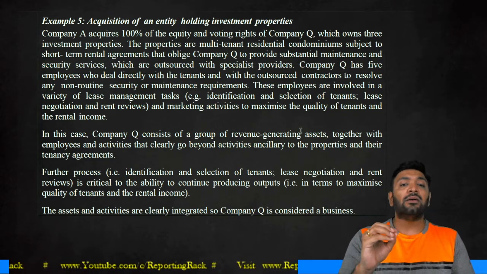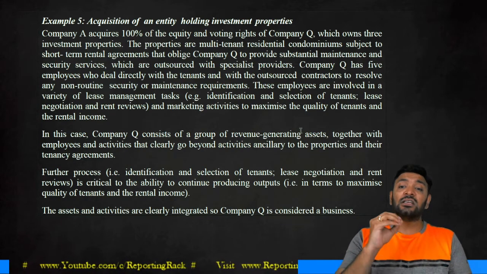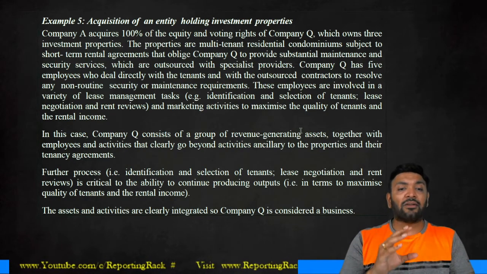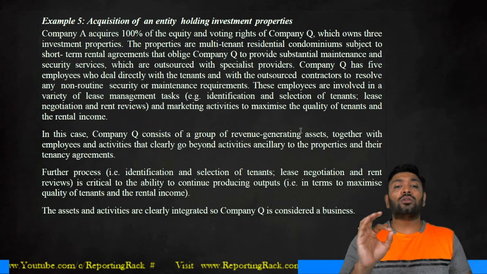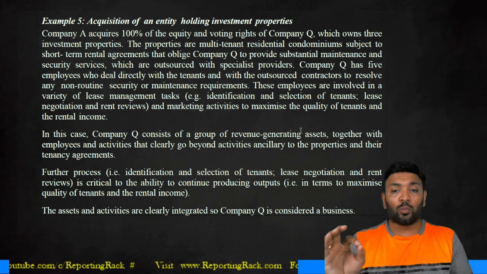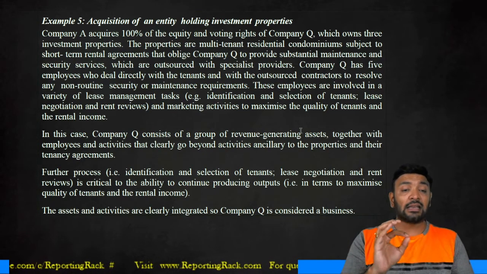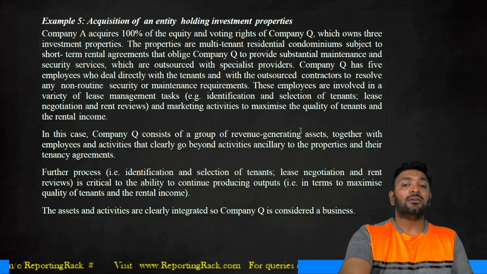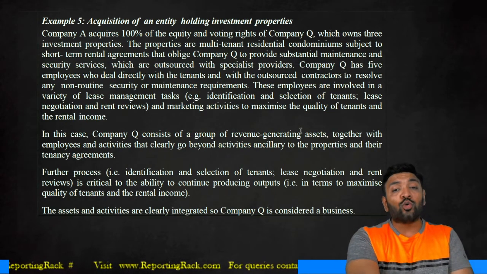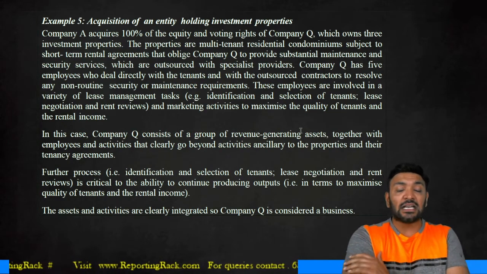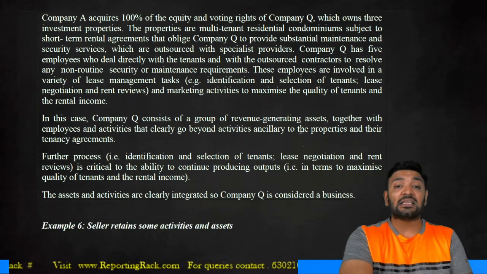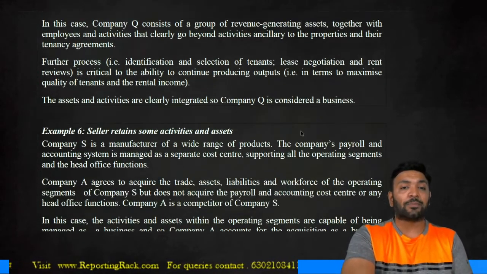Further process, identification and selection of tenants, lease negotiation, rent reviews is critical to the ability to continue producing outputs to maximize the rental income and the quality of the tenants. Therefore, Company Q should be considered as a business and should not be considered as an asset acquisition separately.